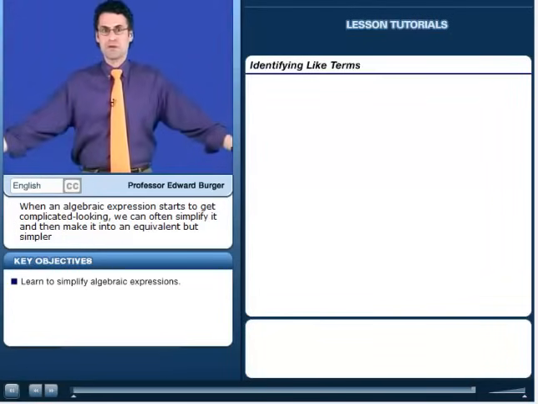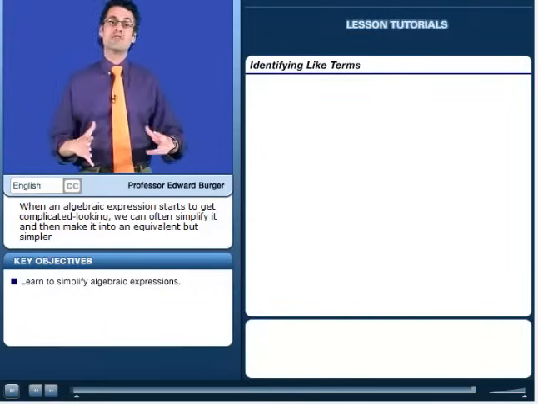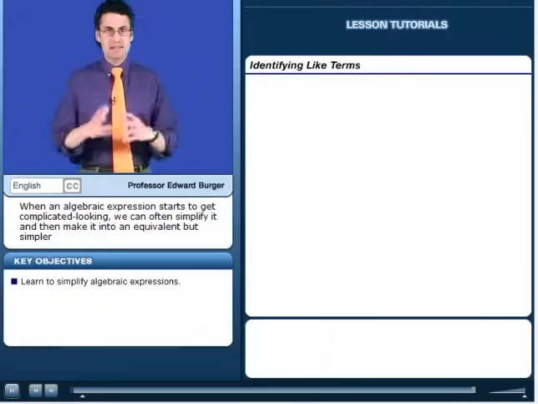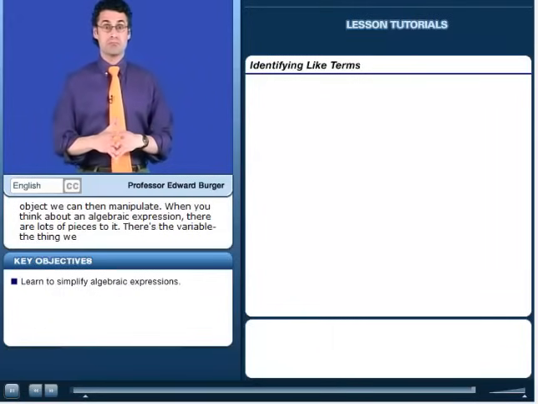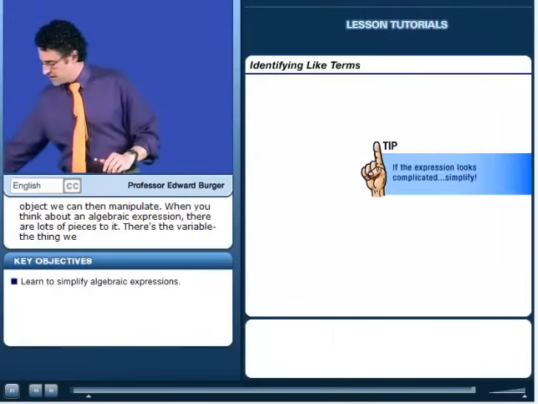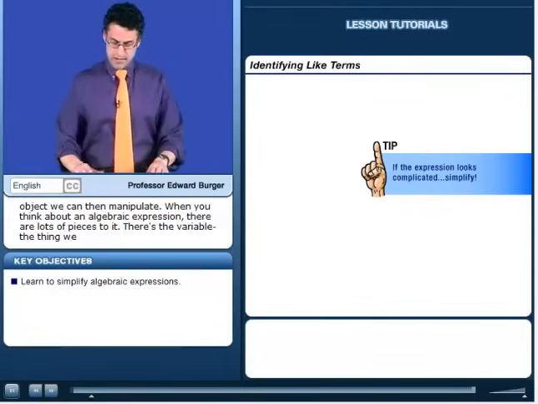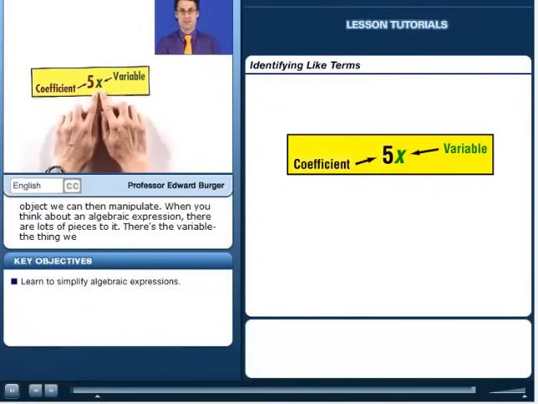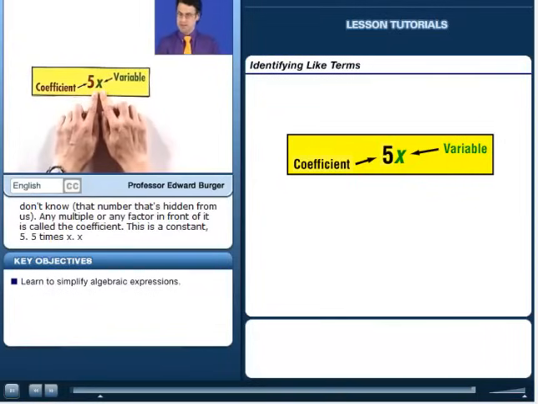You know, when an algebraic expression starts to get really complicated looking, quite often we can simplify it and make it into an equivalent but yet simpler object that we can then manipulate. So when you think about an algebraic expression, there are lots of pieces to it. And of course there's the variable, there's the thing that we don't know, that number that's hidden from us.